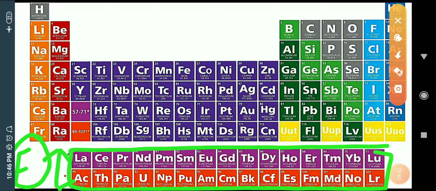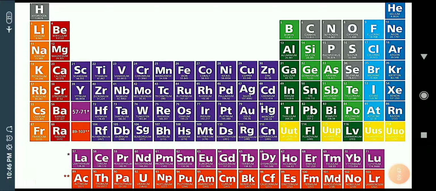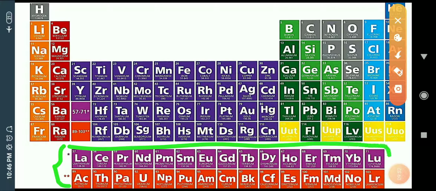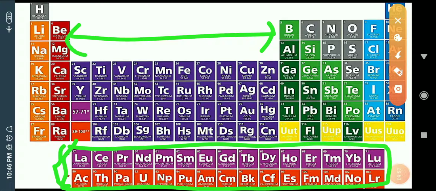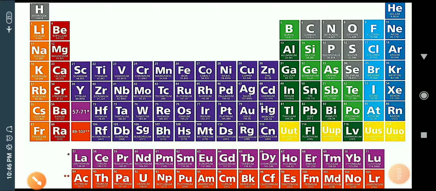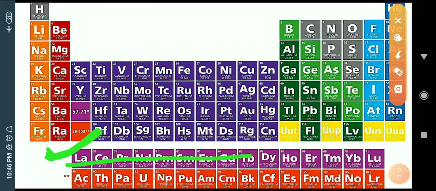So D block is present in your syllabus, and then F block is also present in your syllabus. We have discussed D block elements, and in the next video lecture we will discuss F block elements. F block elements are classified into two series. The first series is called lanthanide series, and this series is called actinide series.